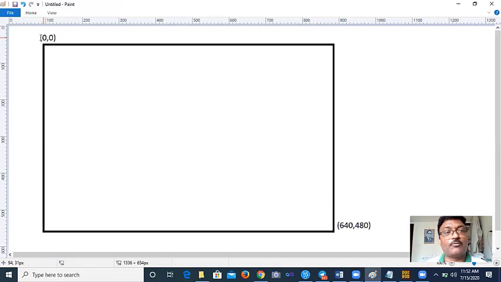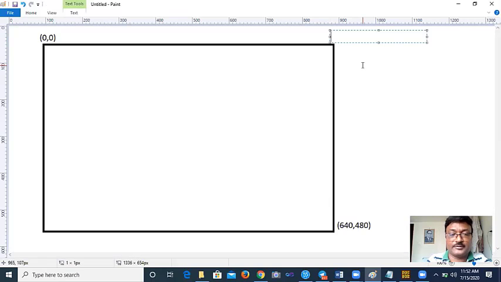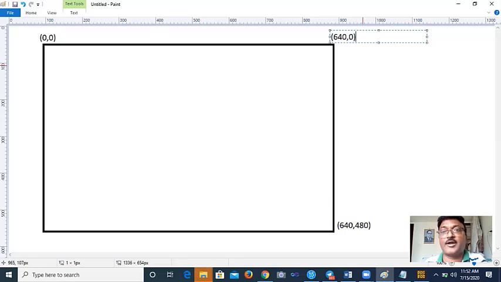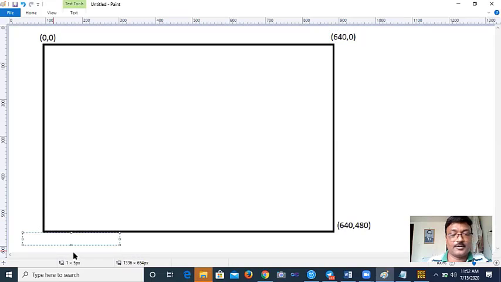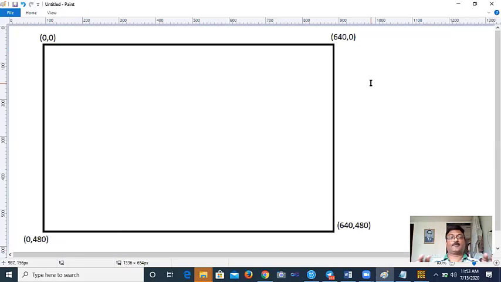Suppose I go in the horizontal direction from here to here. What coordinate do I get? 640, 0, because I only increase x. And in the downward direction, the value is 0, 480. So this is our screen resolution, the default resolution when you do not apply any resolution. Now I need to draw the x-axis and y-axis here.